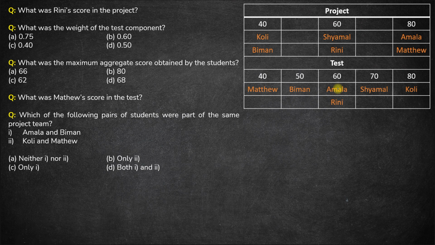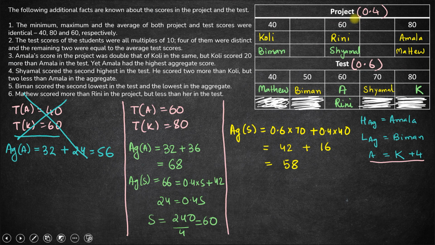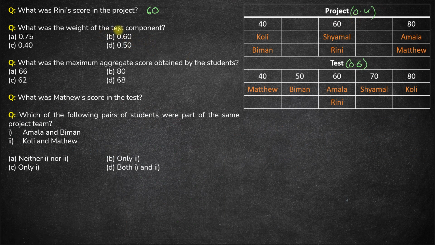First question, what was Rini's score in the project? So in project, Rini's score is 60. Next question, what was the weight of the test component? So for test component, the weight was 0.6 and for project it was 0.4, right? This is what we had. So weight of test component is option B, 0.6.